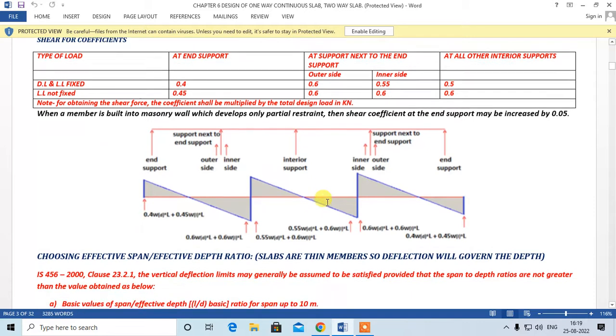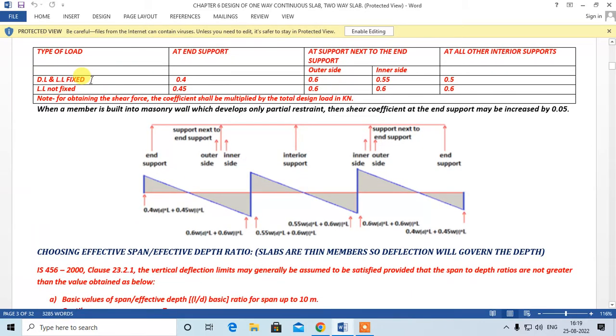Now the shear coefficients. Again, dead load plus live load fixed, and this is live load not fixed. Let us first understand. This is the end support. This is the support next to end support. This is the interior support. These are the coefficients for end supports. These are the coefficients for the outer side of the support next to end support. Outer side means the side towards the end support. Inner side means the side towards the interior support.